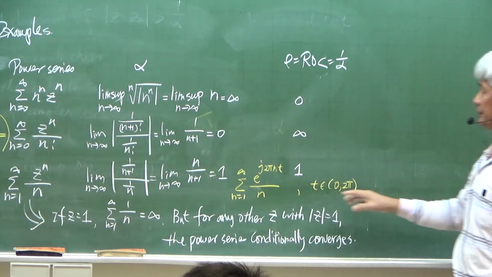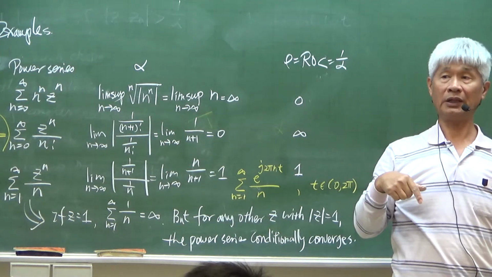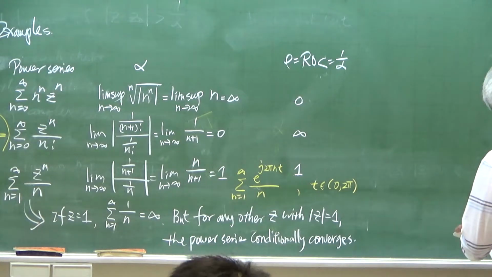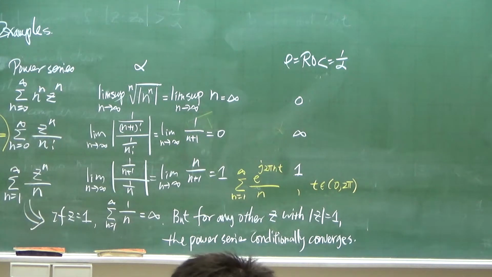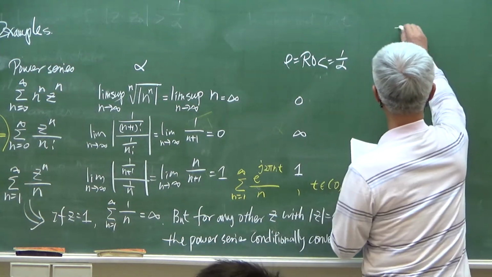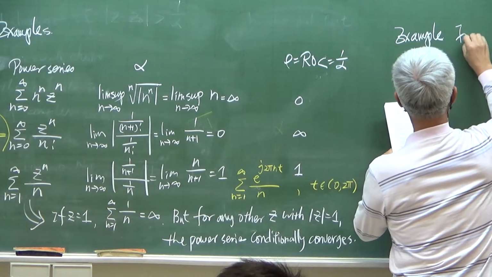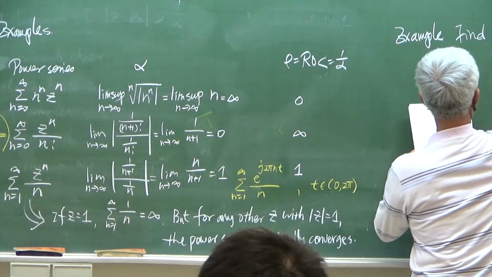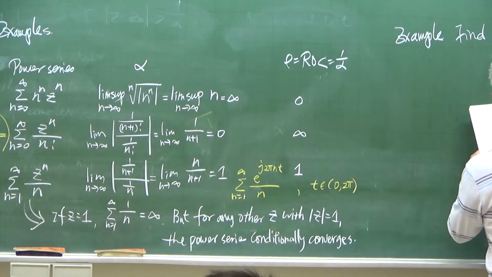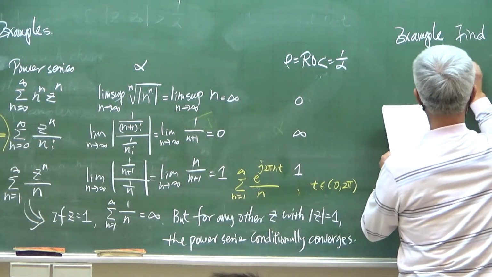So it's usually hard to investigate the convergence property on the boundary. And I also give a very interesting example. Another example: find the ROC of the power series summation.